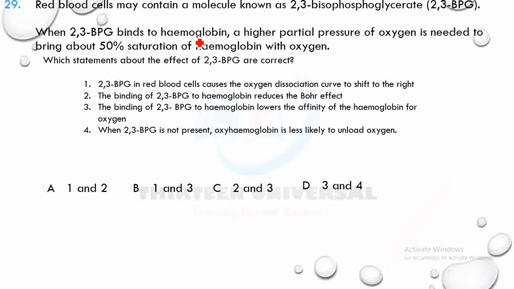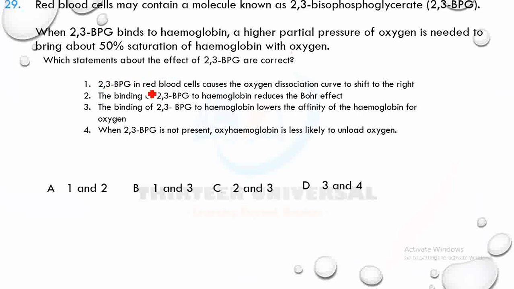Remember that if this binds to this, and we're needing a high partial pressure of oxygen, that means that 2,3-BPG lowers the affinity of hemoglobin for oxygen, because when it binds to hemoglobin, we're going to need more oxygen for hemoglobin to bind to oxygen again. So it lowers the affinity of hemoglobin for oxygen. Okay, let's look at the first question.